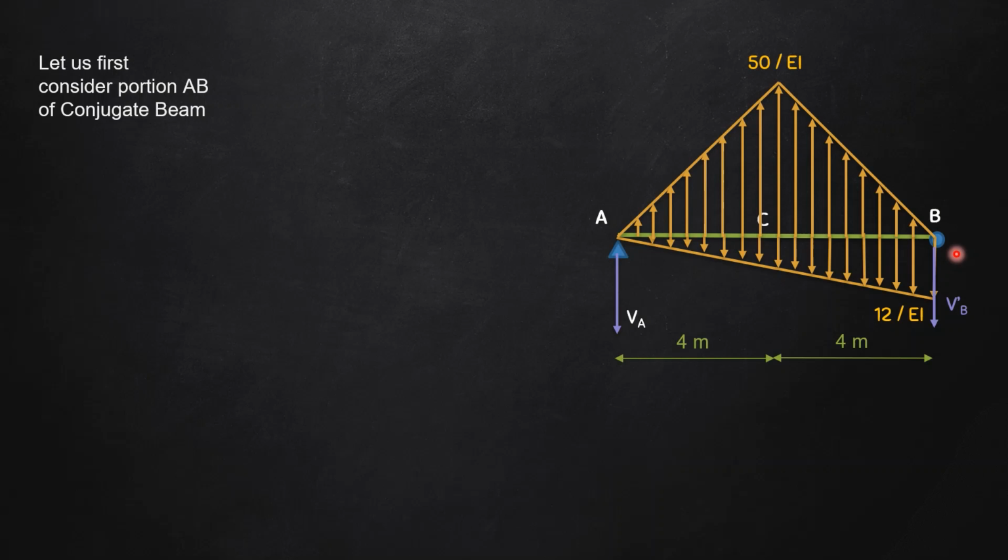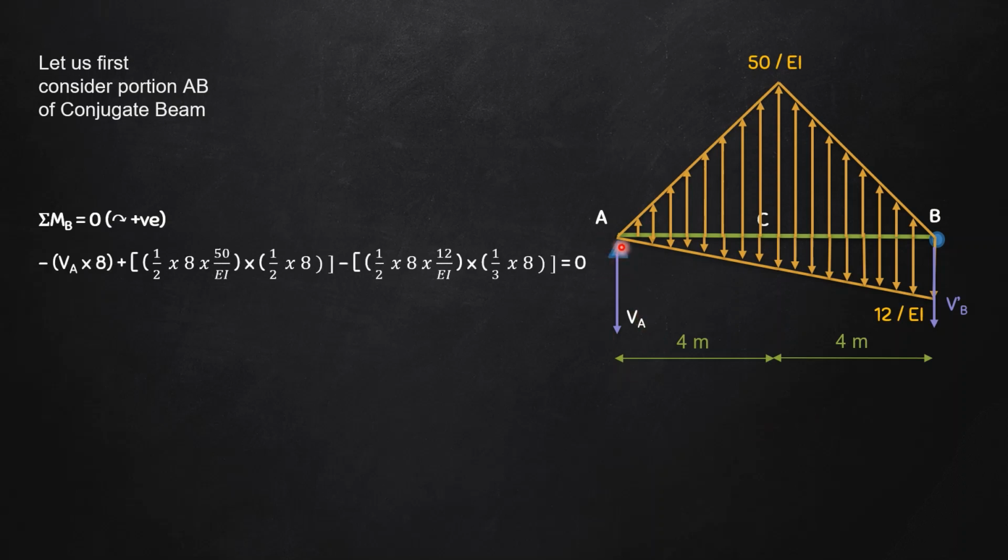How to find out the support reactions? Again, we will have to use the equations of equilibrium. So let's first go for summation of moment about B equals 0, and I'll take clockwise moment as positive. So here I'll have minus VA into 8, since this is anti-clockwise. Now, due to this 50 divided by EI loading, of course this is in the clockwise direction, so this is positive. So half into 8 into 50, this is half into base into height, multiplied by the CG. Now, if you have a triangular load like this, from B, the CG is somewhere here, halfway through. So here the CG is half of 8.